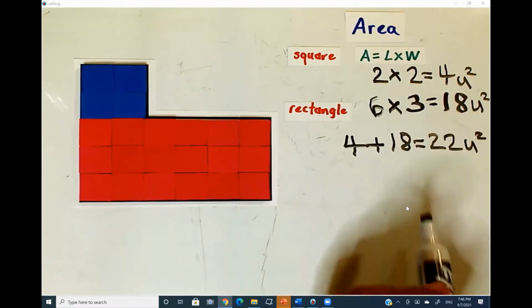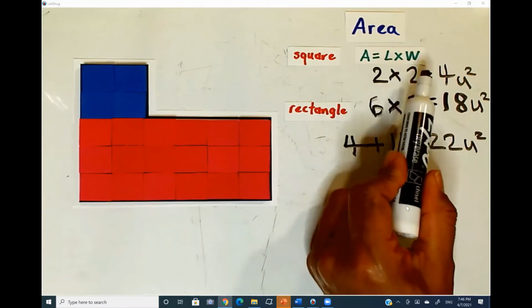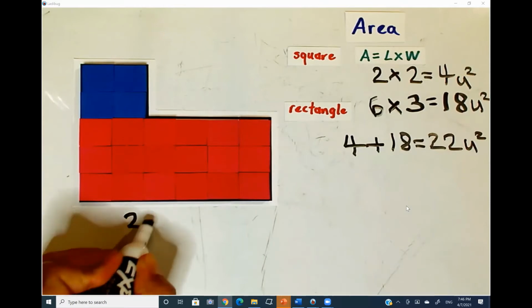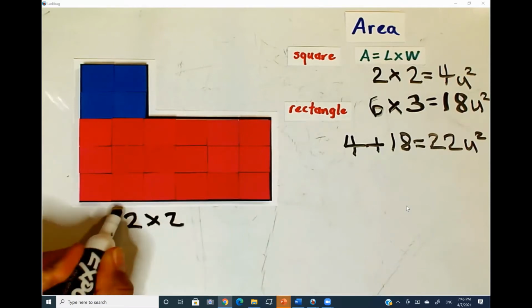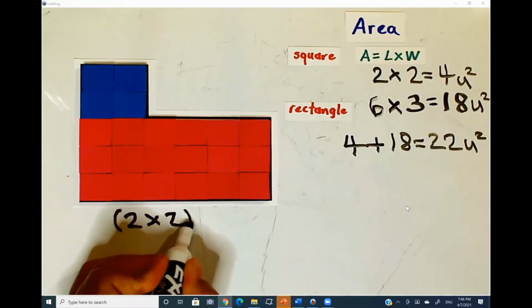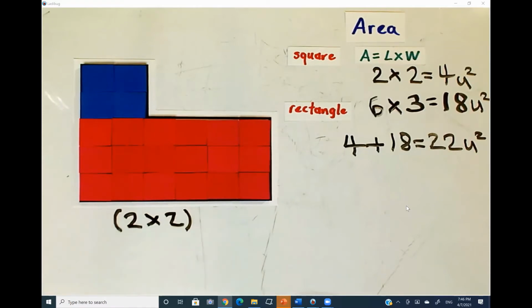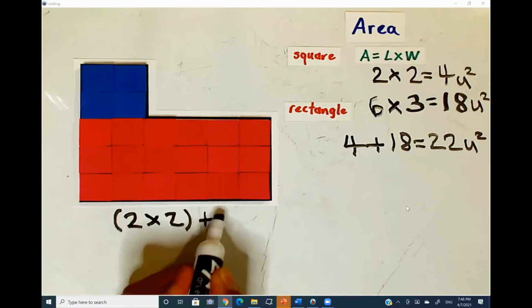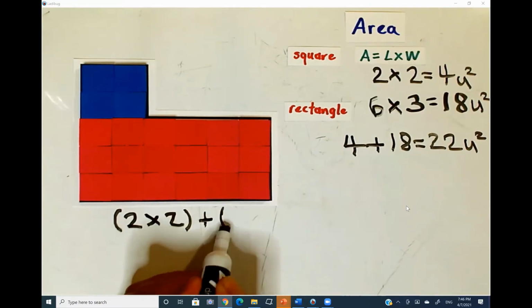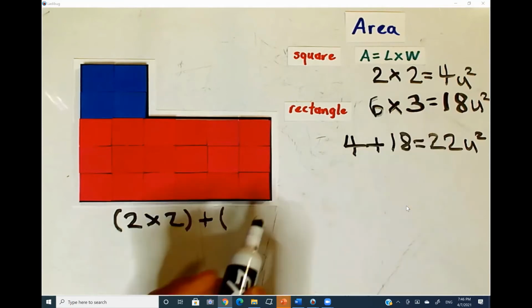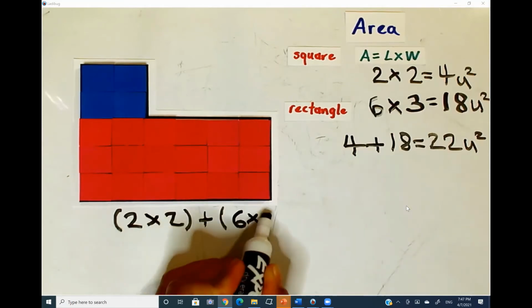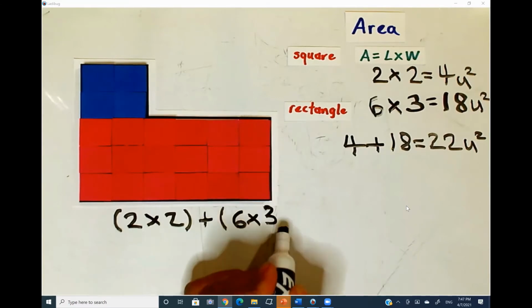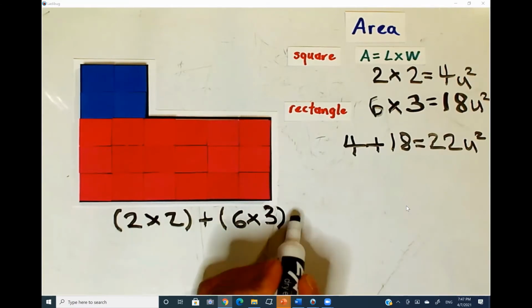So I'm going to start by doing the first multiplication, which is 2 times 2. So I'm going to put it down here, 2 times 2, and I'm going to enclose them in a bracket to show that this is the first step I'm going to do. Now, this area from the square, I'm going to add to the area of the rectangle. And to get the area of the rectangle, I multiplied 6 times 3. And then I'm going to put the equal symbol.